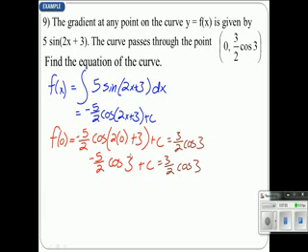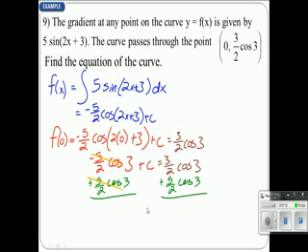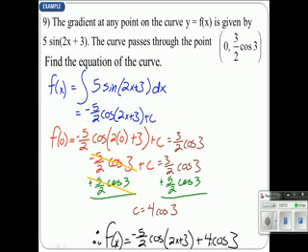I want to isolate the c, so I'm going to add this whole thing, this 5/2 cosine of 3, to both sides, like so. You can see on the left-hand side that those are going to cancel, so you're left with c equals, well, 3/2 plus 5/2 is 8/2, which is 4 cosine of 3. And just like we've been doing before, once you find your c value, go back up to your f of x expression and plug in the 4 times cosine of 3. Okay? That's it.